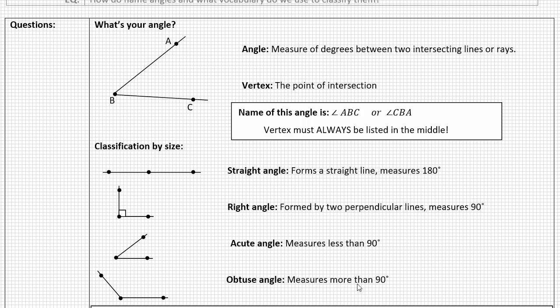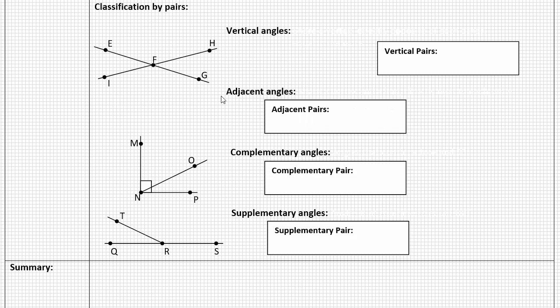And obtuse angles measure more than 90 degrees. So that is most likely a refresher for you. Let's go ahead and look at some classification by pairs. Here are again, 4 different ways to classify angles by pairs.